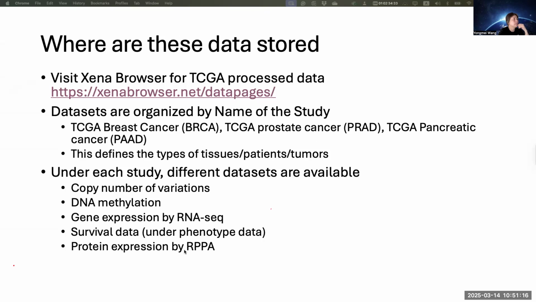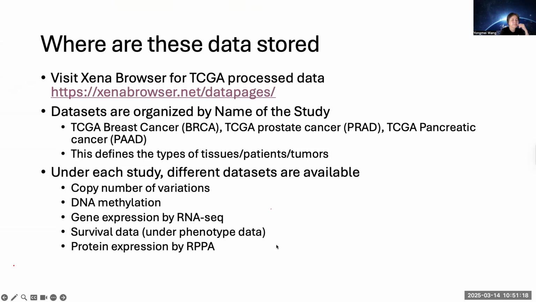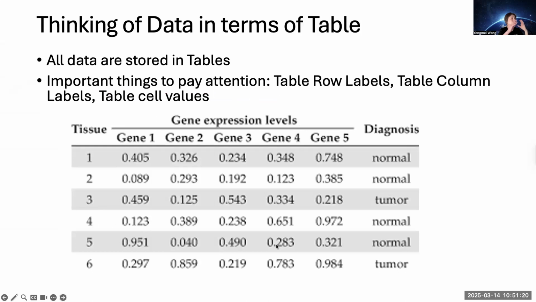When you think about data, you just think of data in terms of a table. Everything is a table. So when you're dealing with data, the important thing is: what is the table? What is each row label, and what is each column label? I dragged this table out of the web.